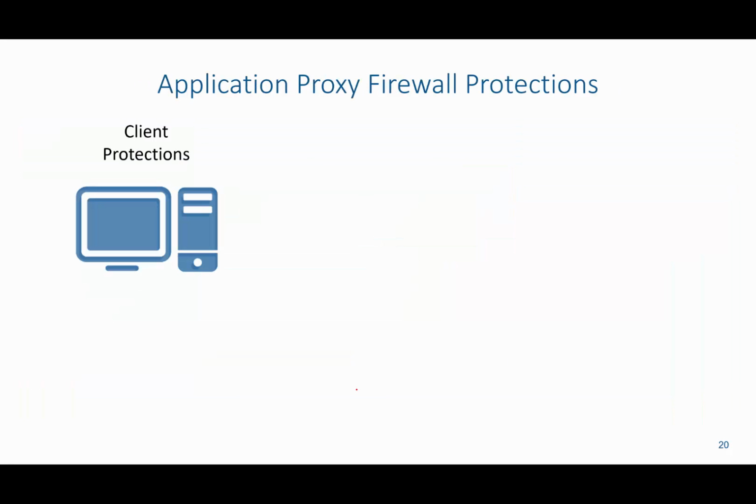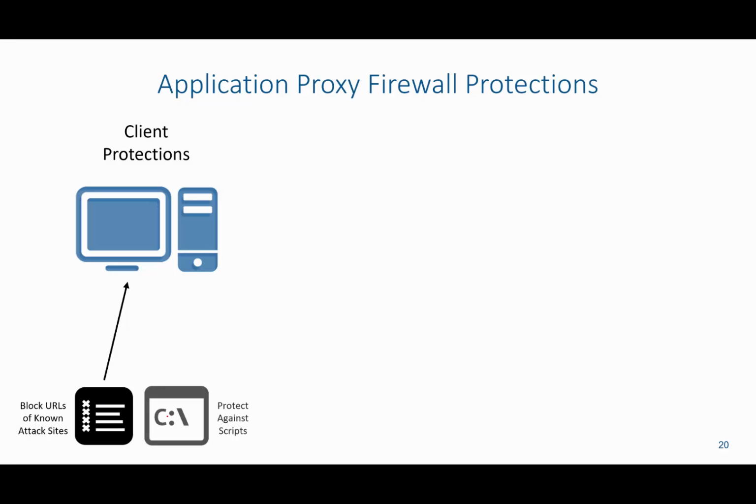So what protections do application proxy firewalls offer? Well, to the client, they protect against known attack sites. They also protect against scripts that could potentially cause harm, such as scripts that could download Trojans, etc. They protect against certain MIME types, so we could say that we don't ever want these types of files installed or downloaded onto our client. So for example, exe or JavaScript, because those could potentially be malicious files.